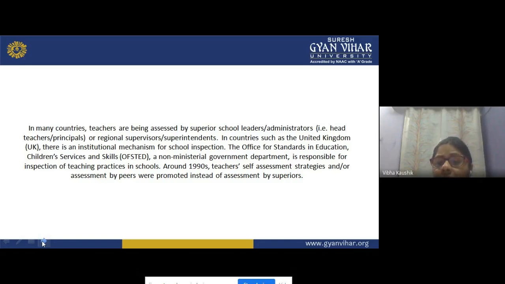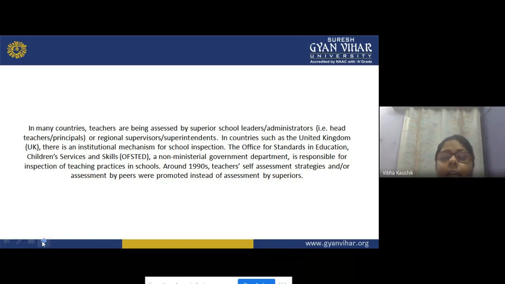Superintendents. In countries such as the United Kingdom, UK, there is an institutional mechanism for school inspection. Now, what they are saying is that in the United Kingdom, there is an institutional mechanism which is working on assessing the teachers and the teaching learning process. The Office for Standards in Education, Children's Services and Skills, OFSTED, a non-ministerial government department, is responsible for inspection of teaching practices in schools. Means how the teaching learning process is going on in the schools.